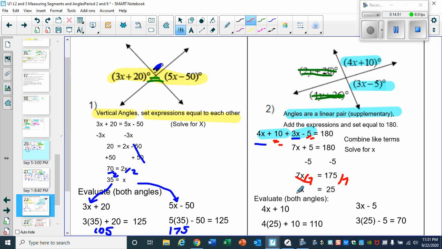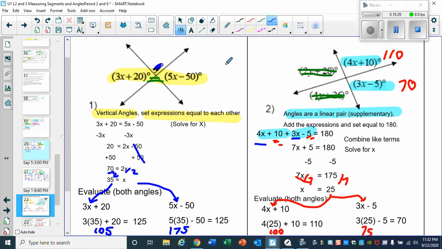And just like before, plug the 25 into both x's. So 4 times 25 is 100, plus 10, 110. 3 times 25, think about quarters, 75, and then 75 minus 5, 70. So that will be the result for these two angles, 110 and 70.